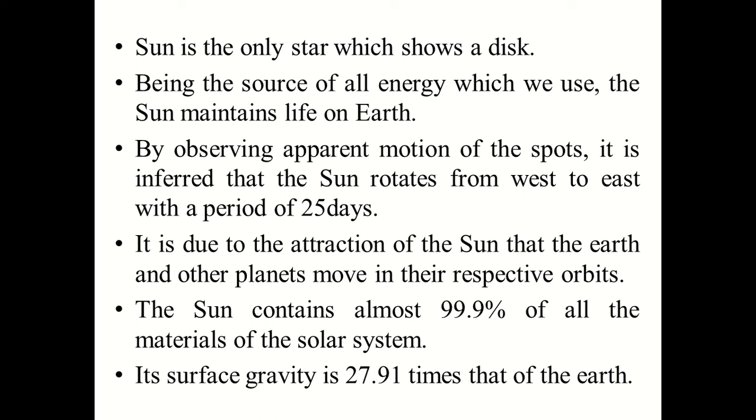And also, if you consider the entire quantity of the solar system, almost 99.9% of all materials of the solar system is contained in the sun. Only 0.1% of the entire solar system is there in earth and all other planets, asteroids, comets and meteor showers, etc. All will have only 0.1% of the entire materials of the solar system.